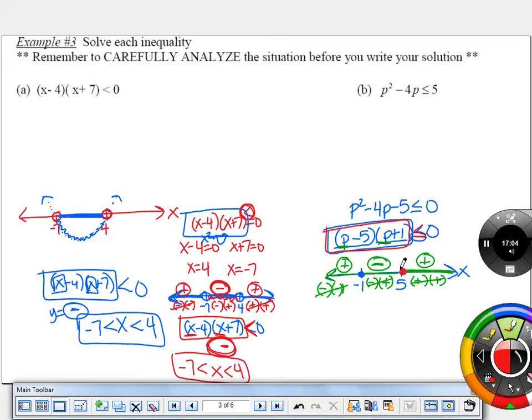So I already marked where it was exactly equal to 0. And then the question is, where is it less than 0? That happened right here where it's negative. So here, p would be less than or equal to 5, and at the same time greater than or equal to -1. Okay. So the analysis here is extremely important that we're using that properly.